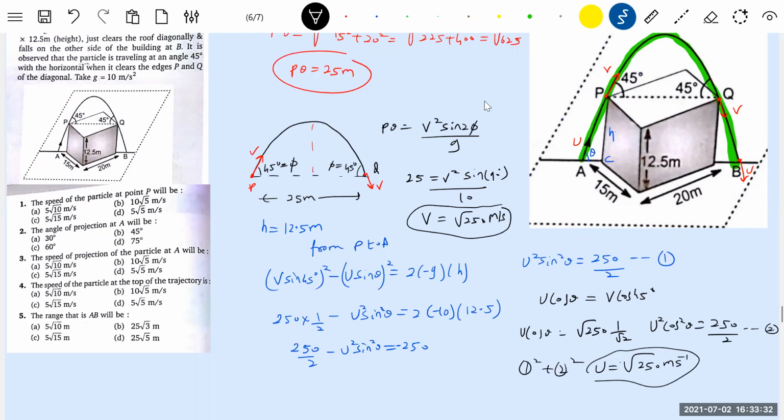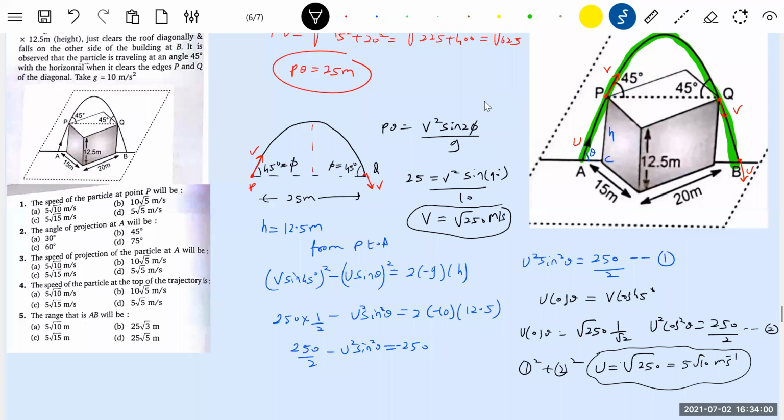This is one answer. The angle of projection at A. We can calculate theta, the speed of projection of the particle at A. 250, we can write it as 25 into 5 root 10. Let me further simplify. This will be our answer. After getting this, calculate theta.